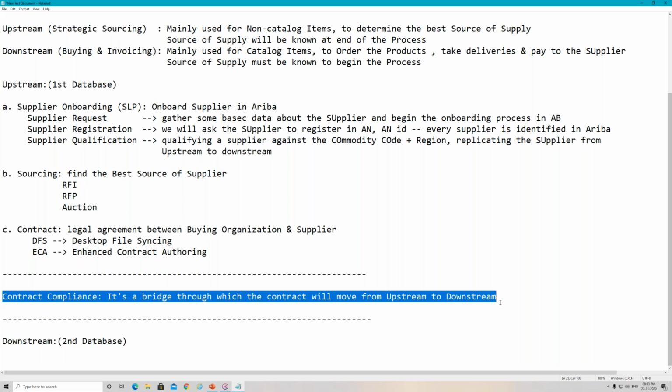A lot of participants, a lot of consultants generally ask me, Manoj, how can you say this project has upstream and downstream? You have never asked the client. Then I understood this is contract compliance.